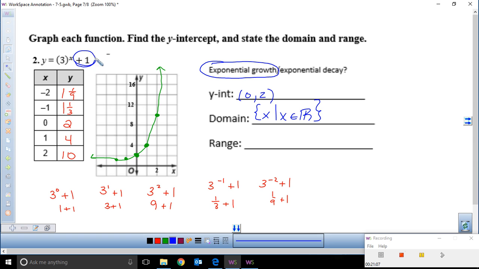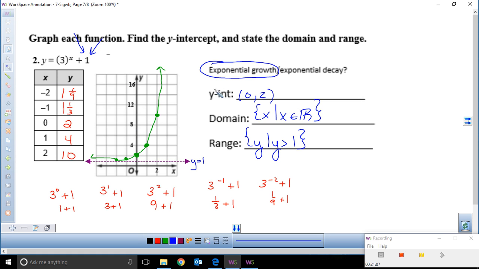Since I'm adding 1 to the end of my function here, if you've noticed, things are kind of looking a little bit different. Here we used to just have a fraction, and now it's 1 and a fraction and 1 and a fraction. So what's happening is my graph kind of shifted up. So my new asymptote is actually y equals 1 because my numbers are getting closer and closer and closer now to 1. So my range is now going to be the set of all y's such that y is greater than 1, all because of this plus 1 at the end.